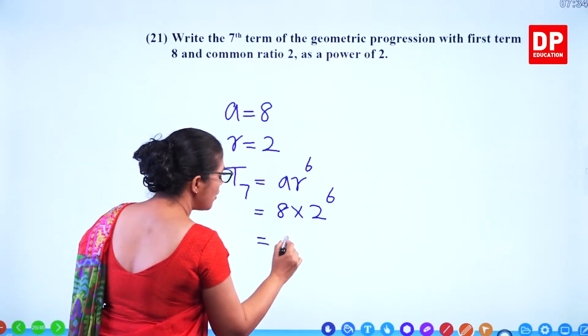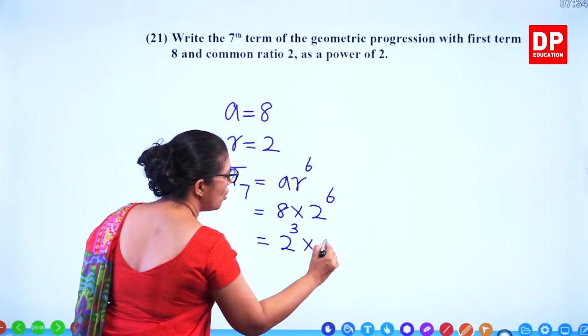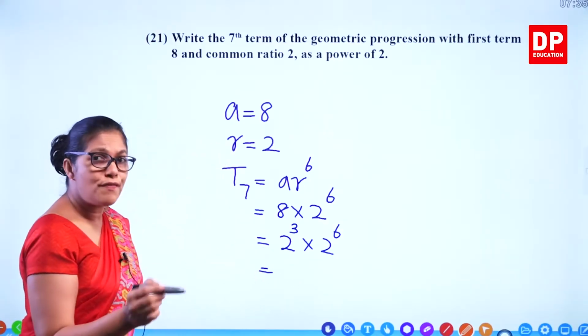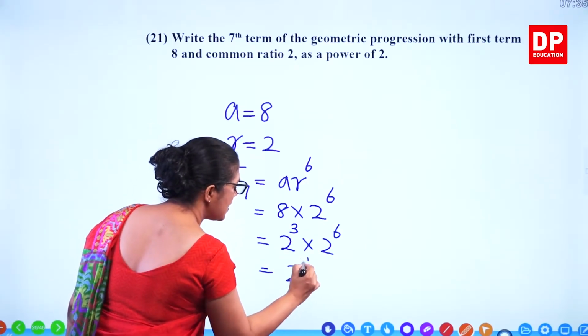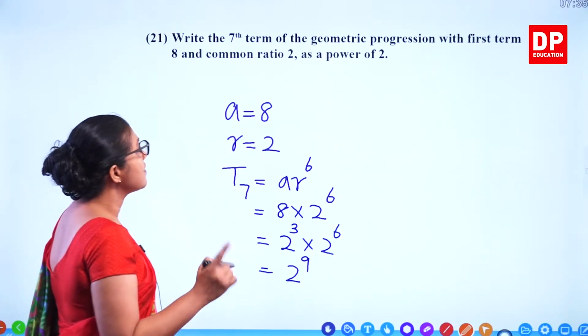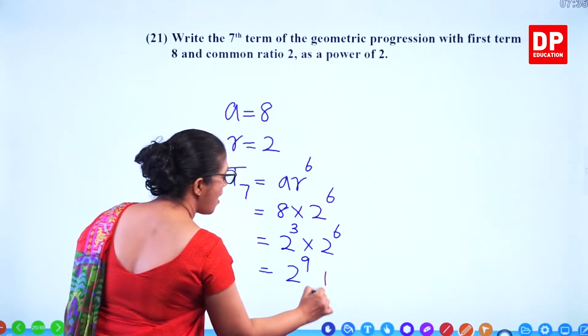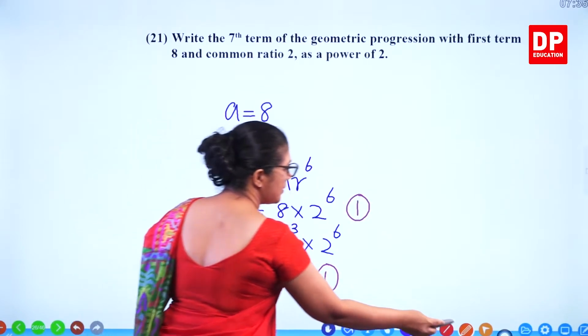So 8, how can you write? 2 to the power 3, 2 times 2 times 2. So when you multiply the same base with different powers, you add the powers. 6 plus 3 becomes 9. So that's the final answer. So 1 mark here and 1 mark for the method.